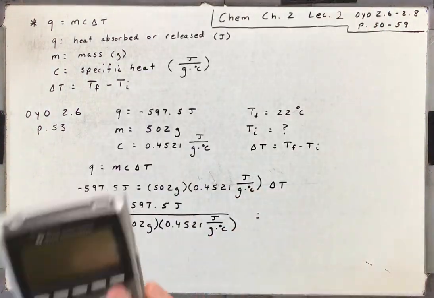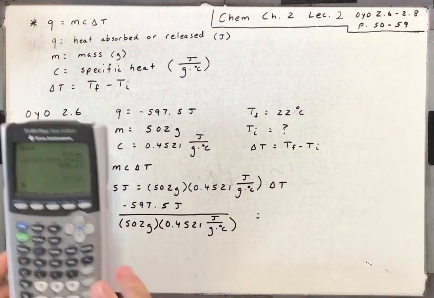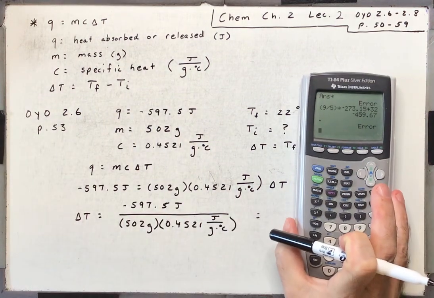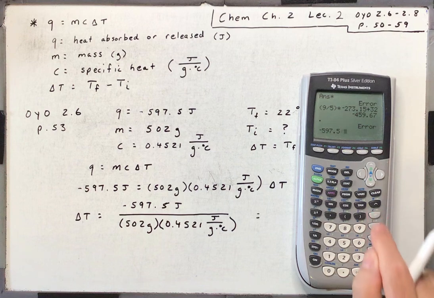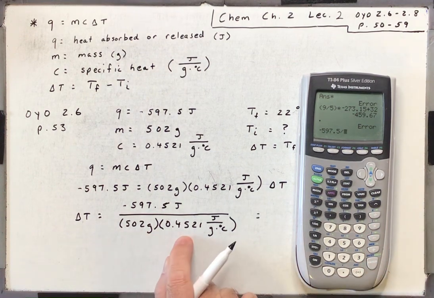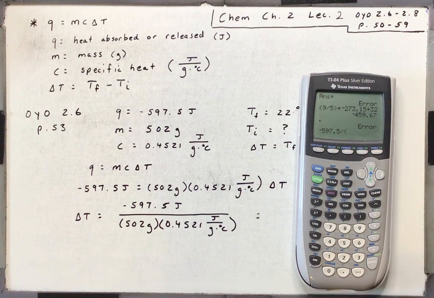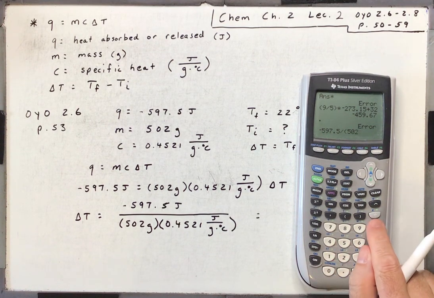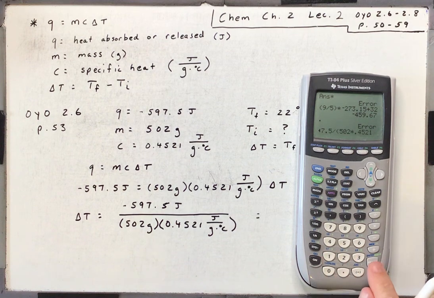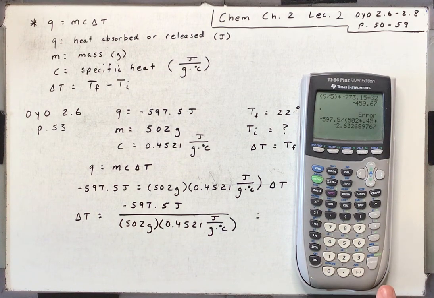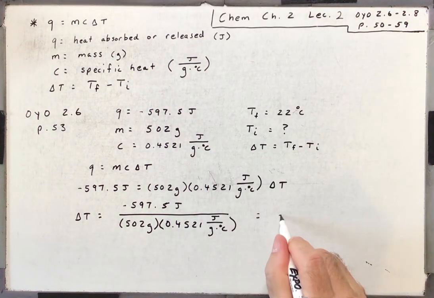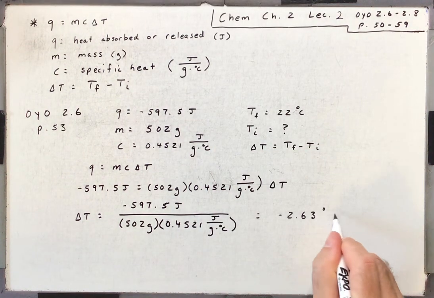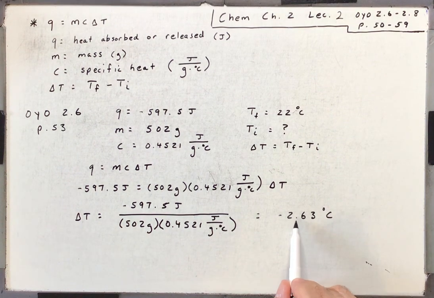Let me show you how to put this in your calculator so as not to make a mistake here. You've got negative 597.5 on top. Divide that by, and you're not going to put it in your calculator exactly like this. Put a left parenthesis, then do 502 times 0.4521, and then hit the right parenthesis. That'll get your order of operations right. So you have a delta T of negative 2.63 degrees C. That means the object cooled down 2.63 degrees.